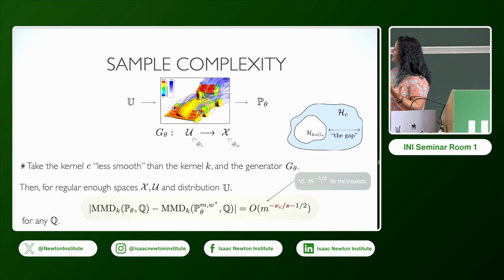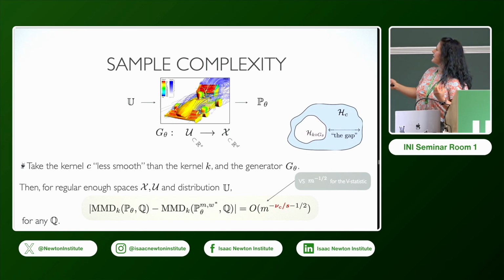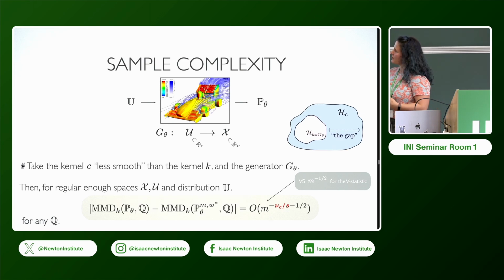This is something I can choose. S is the dimensionality of the space U, the input space of the generator. Notice that this is better than the rate for the V-statistic if I were to weigh all of the samples equally, which is the default.